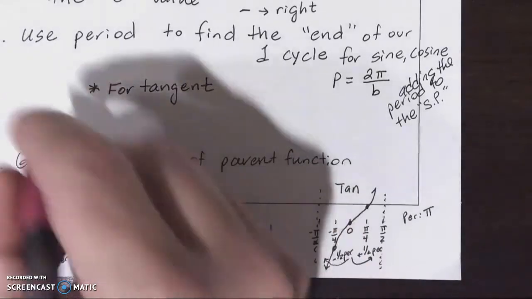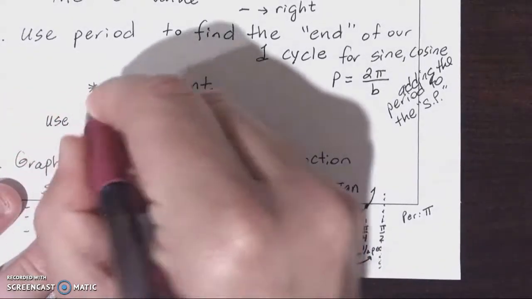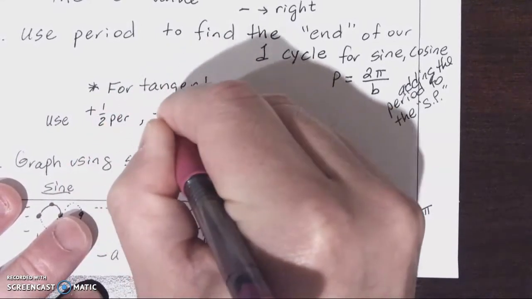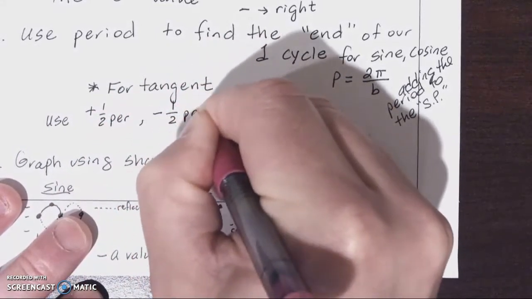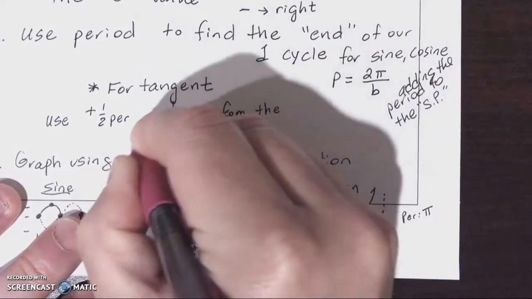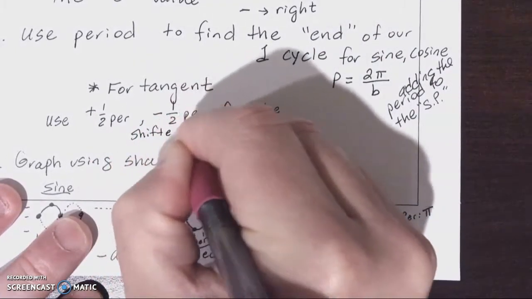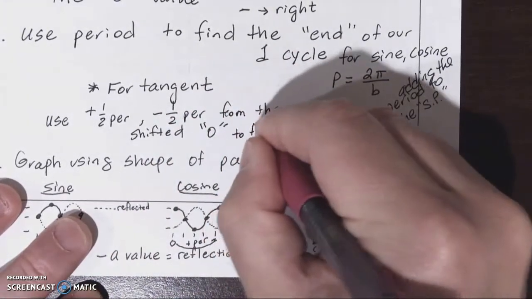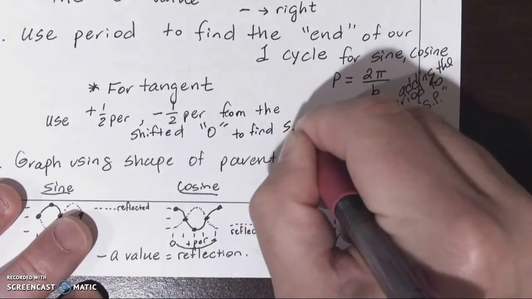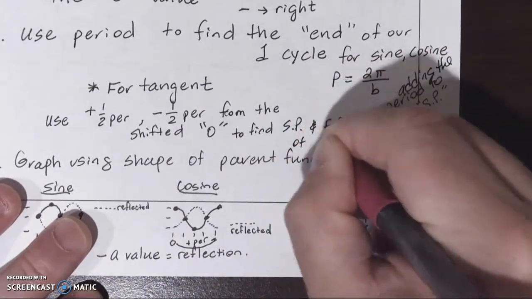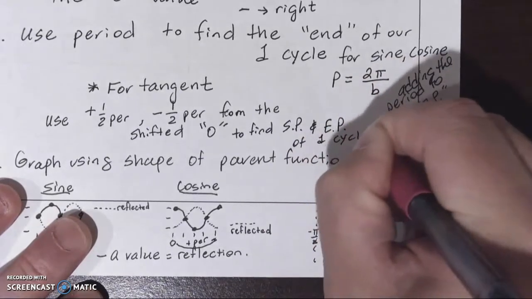So for tangent, we're going to use adding half the period and subtracting half the period from the shifted 0 to find our starting point and ending point of one cycle.